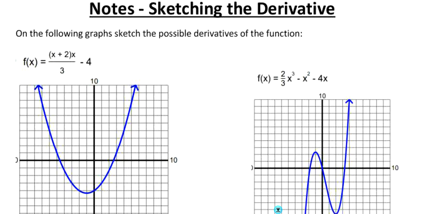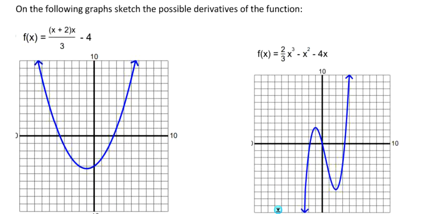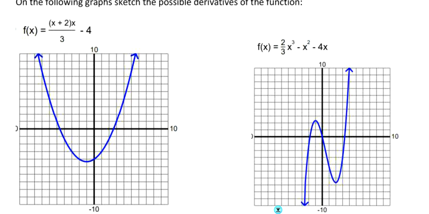Okay, so let's look at the first one. We have this quadratic here. If we look at this quadratic, we already know that if we take the derivative of a quadratic function, we end up with a linear function. That's how the derivative works. We subtract one from the power. So we know that our actual first derivative will be a linear function, given that this one's a quadratic.